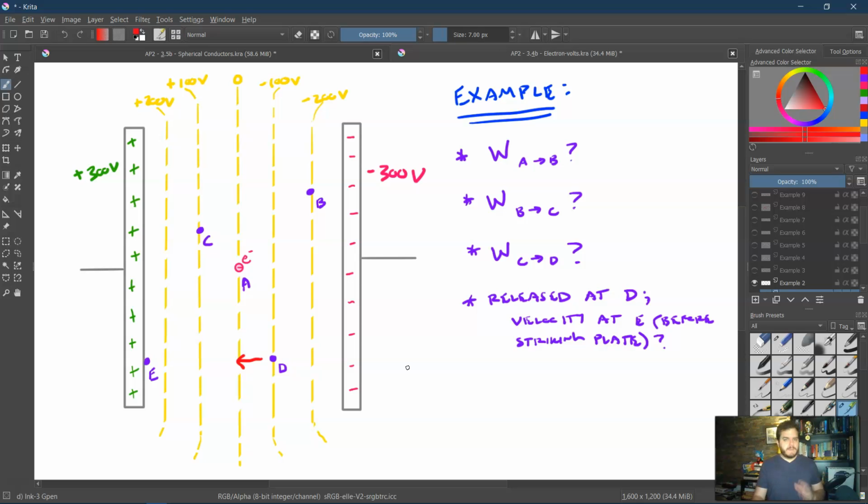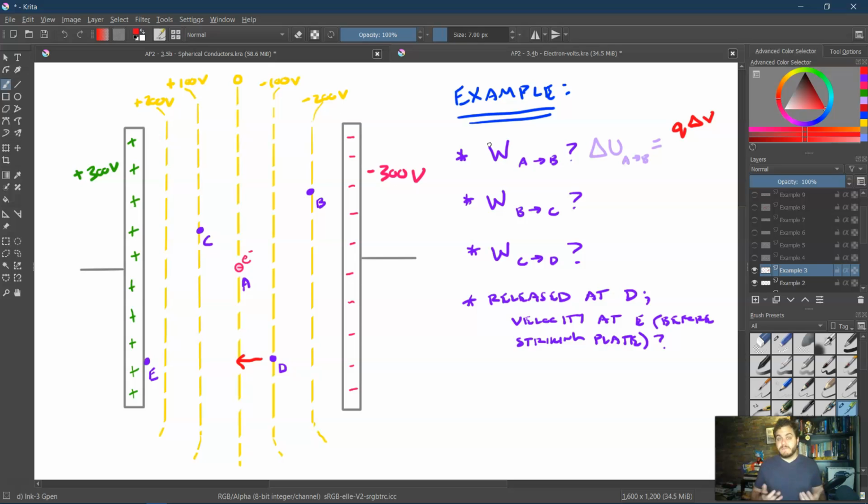Okay, so let's look at this for a second. So the work from A to B, well, we know that the work is the change in electric potential energy that we move it around here. So if I'm going from A to B, we could say, all right, well, that change in electric potential energy is Q delta V. And if we wanted to, we could stick in the charge of the electron and the change in voltage between A and B, which is minus 200 volts. But we don't need to do that.